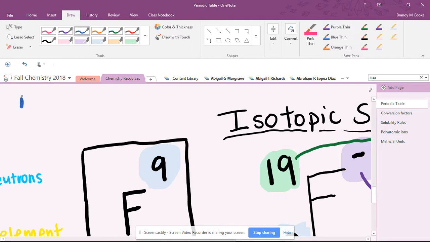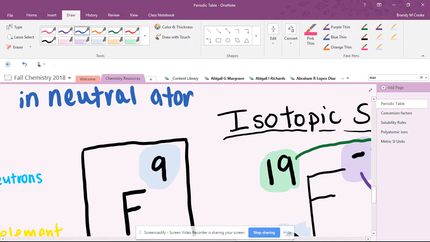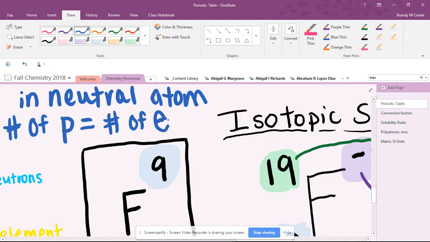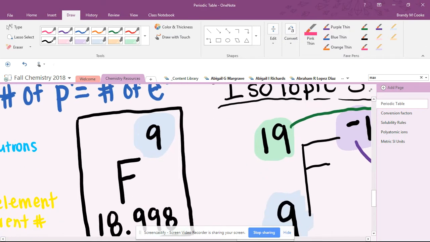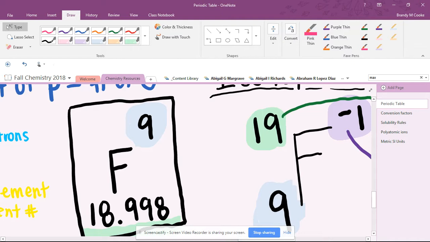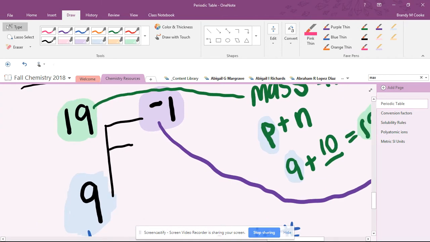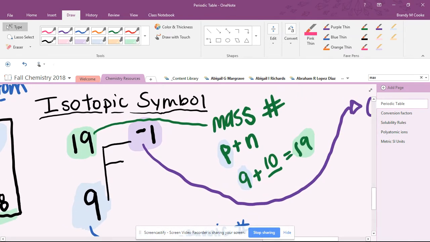So in a neutral atom, the number of protons equals the number of electrons, which makes sense because electrons are negative, protons are positive, and in order to be neutral, they have to be equal, right? So fluorine has 9 electrons all the time, no matter what, as it sits on the periodic table, unless it is bonding with something or is an ion. We haven't really talked about the situations in which this will happen yet, but the isotopic symbol tells you if it has a charge or not.